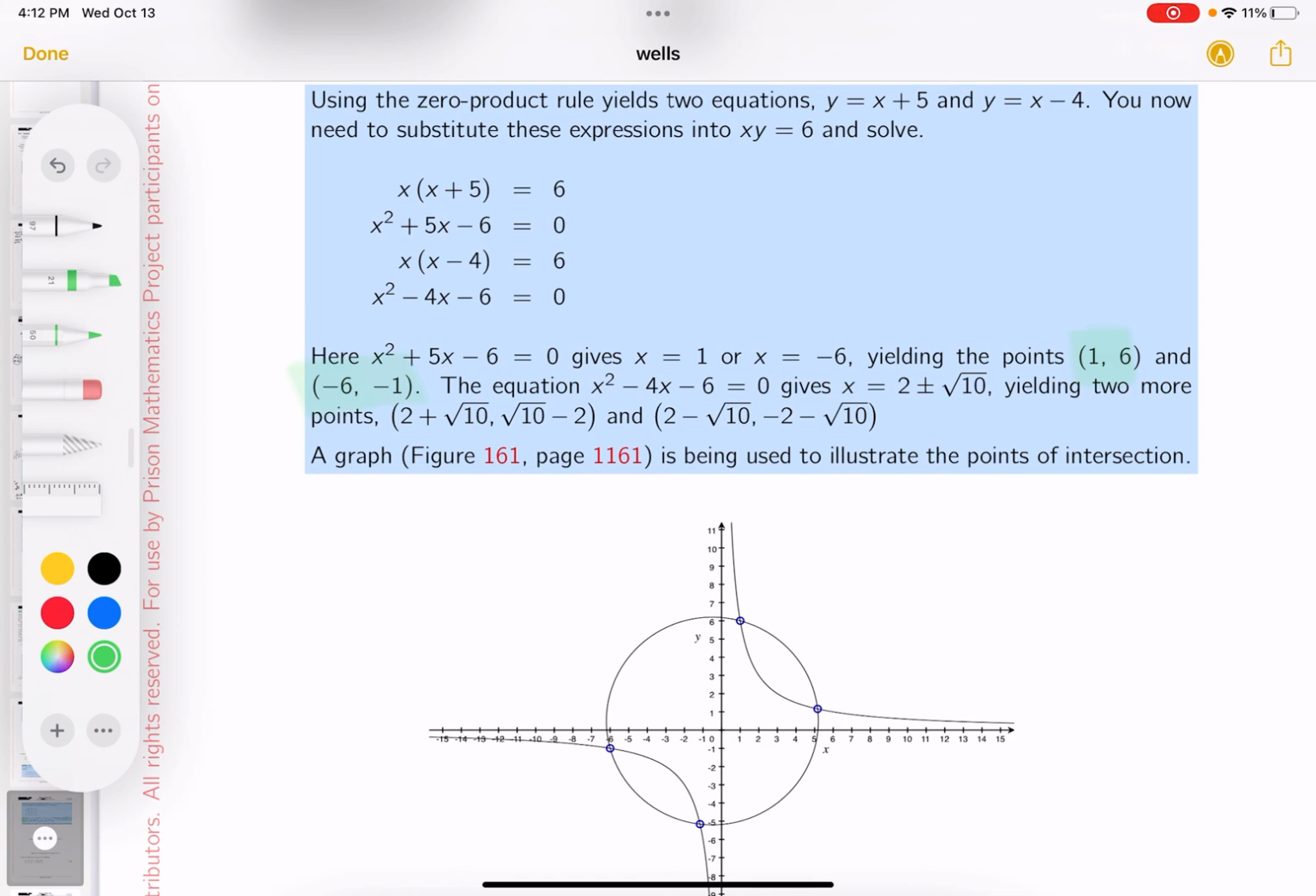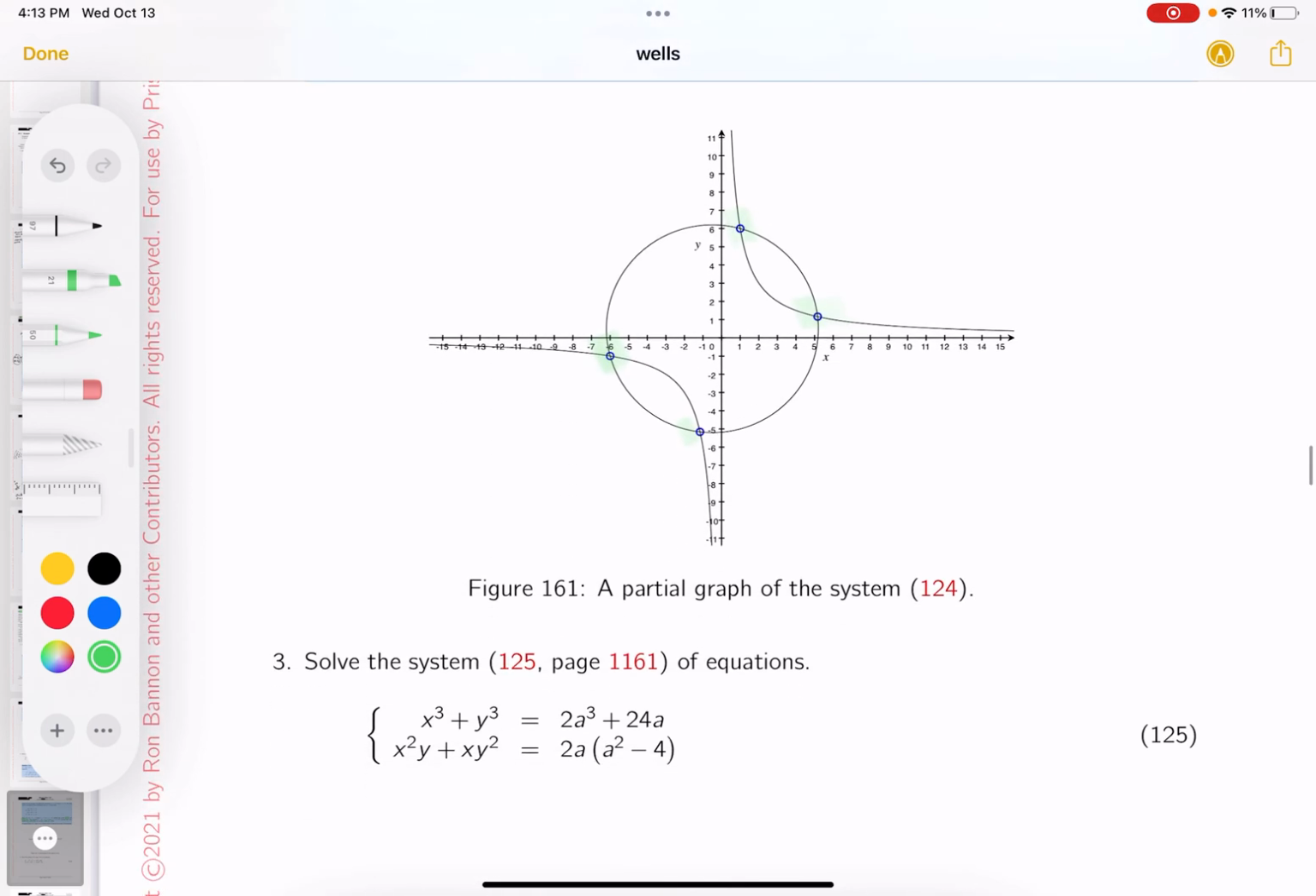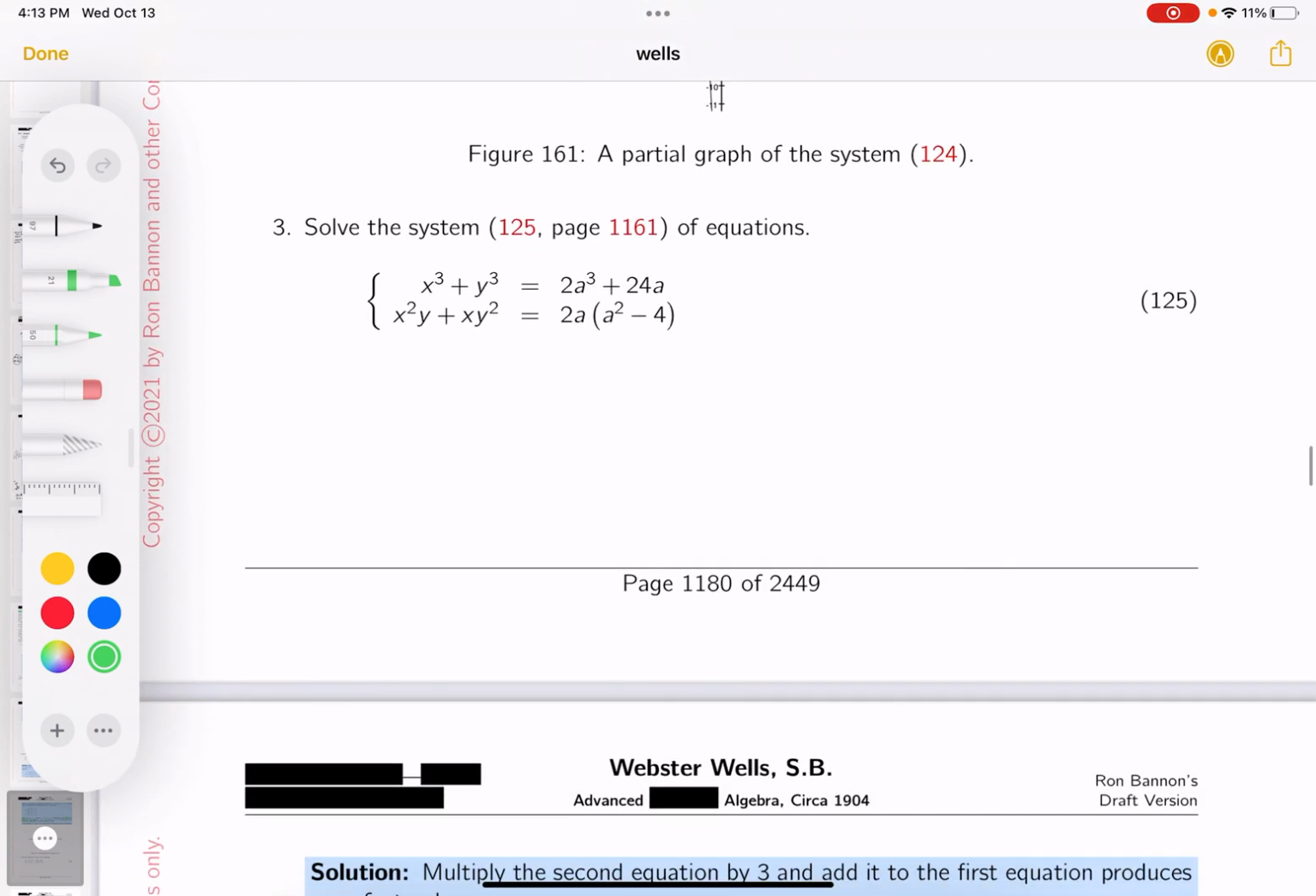Let's see if I did that right. 1, 6, and minus 6, minus 1. But I'll be honest with you, there's other ones that are really problematic for students. All right, they're tough. They really are tough. But you can get them. All right, you can get these. You can get them. All right, this one over here, it's a nightmare.